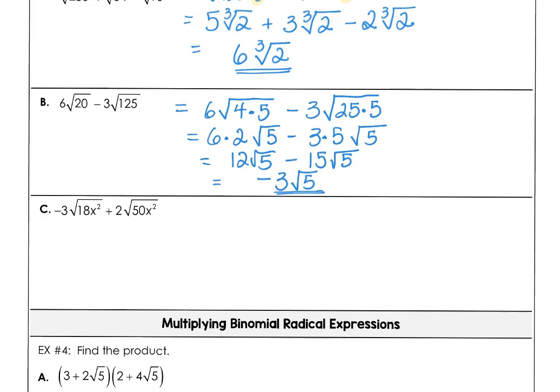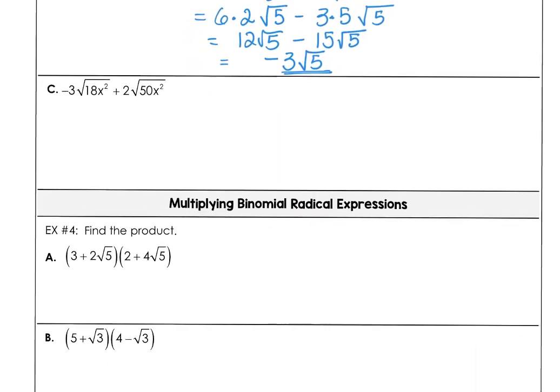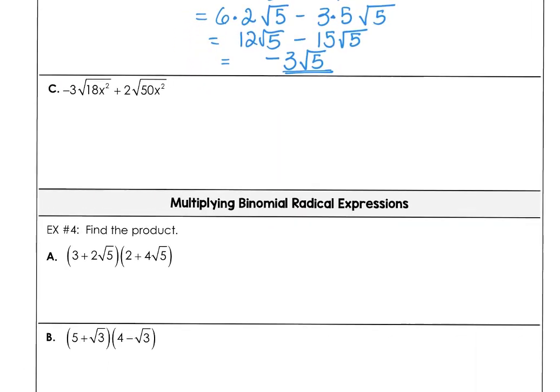So I would recommend that you turn the video off and give part C a try. And then come back to me when you're done.